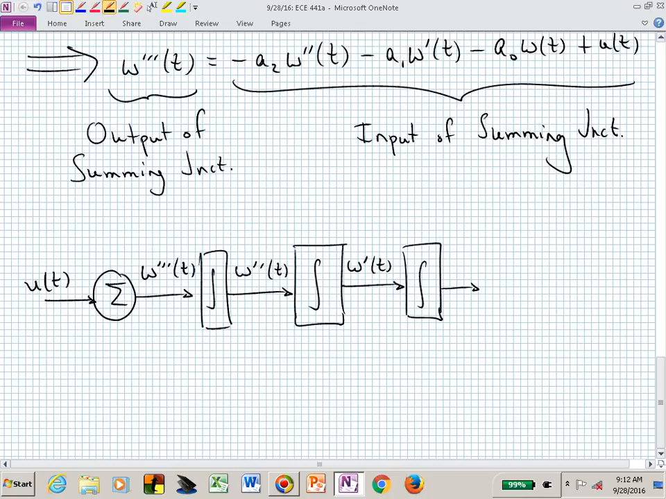And this is now w of t. But now that we have all of our w's and those differentiated, we can start introducing.